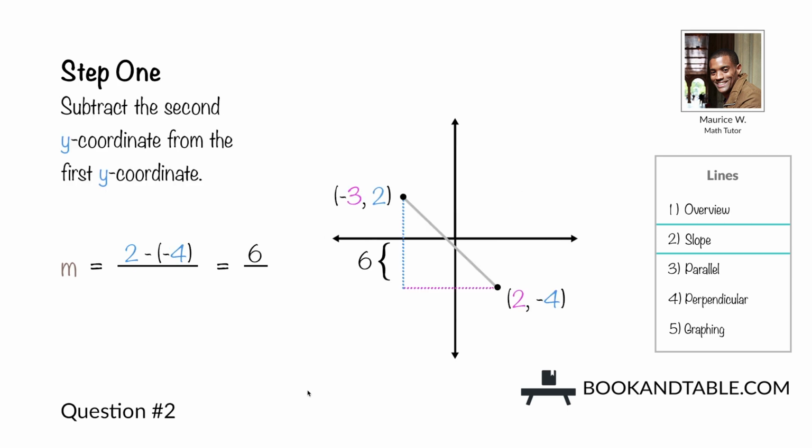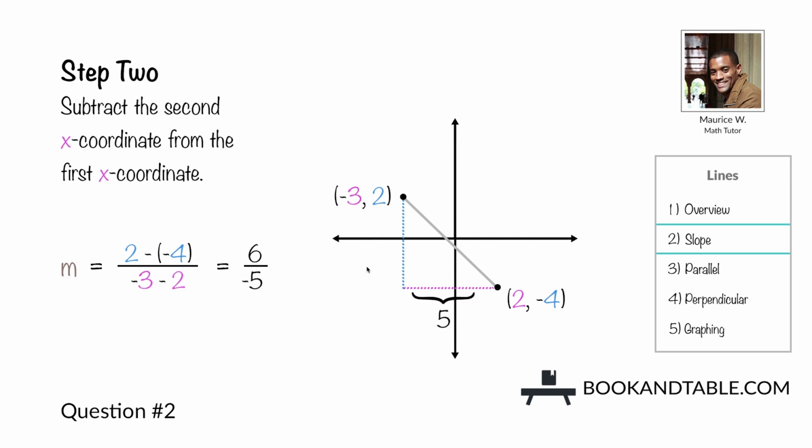Question number 2. The 2 points we had were -3, 2, and 2, -4. Step 1, subtract the second y-coordinate from the first y-coordinate. That gives you 2 minus -4. Minus a negative turns it into addition. 2 plus 4 equals 6. The distance between +2 and -4 has a total distance of 6.